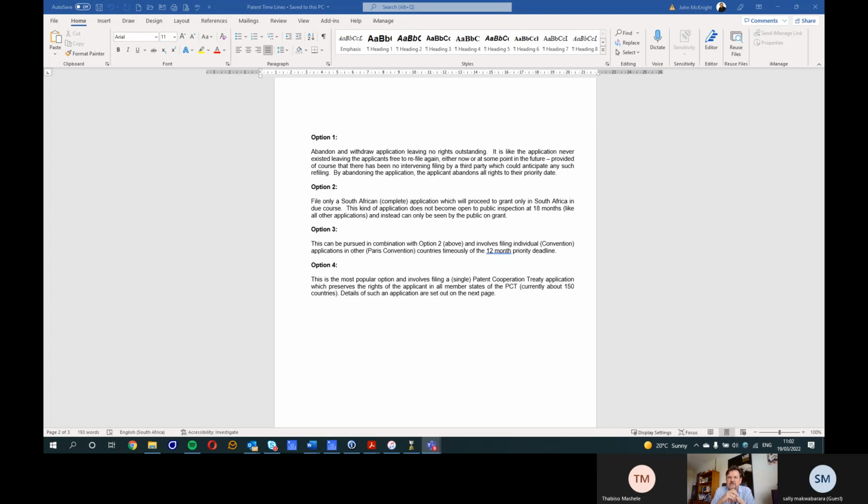So what needs to happen is you need to import those amendments that were made to the European and or the American into South Africa, because you know, as the applicant, you've taken a couple of body blows in Europe on the corresponding application.